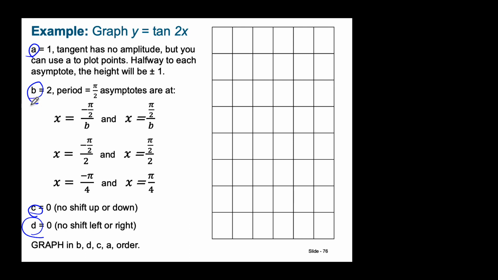So that means I would start with the asymptotes. I sketch the asymptotes first, then shift those left or right if needed. Here we don't have to. Then shift those up or down if needed. Here we don't have to. And then I would actually draw the tangent curve. So for the first three transformations, I'm just sketching and moving asymptotes. Once I get the asymptotes in the right place, tangent and cotangent are easy to sketch between the asymptotes.